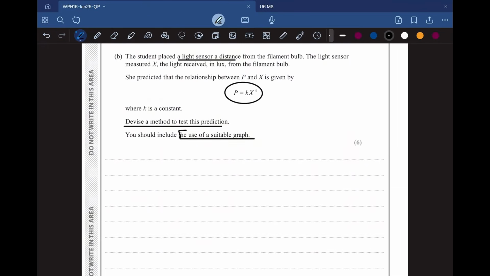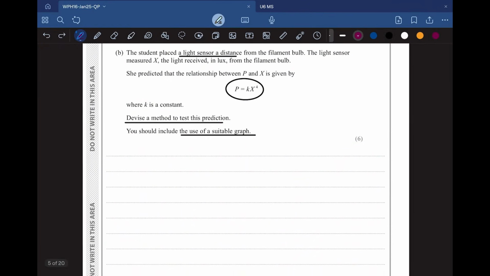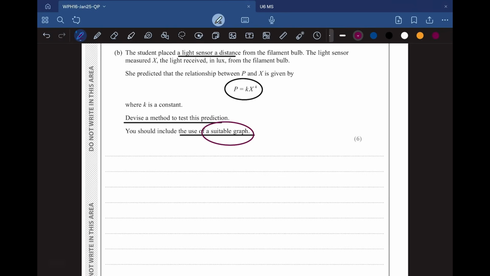Now this type of question is extremely common, where they ask us to devise a method to test this prediction, and when they mention a suitable graph, we will actually have to convert the equation into y equals mx plus c form. So we'll have to take logs. So log P equals log K plus log x to the power of 4, which can also be written as log P equals 4 log x plus log K.